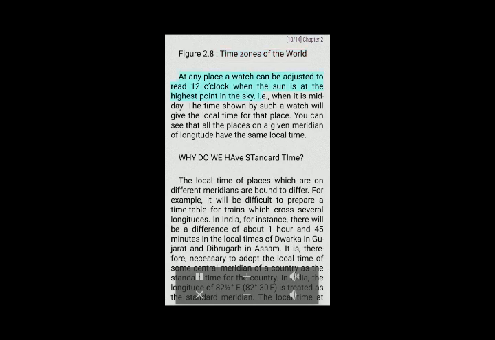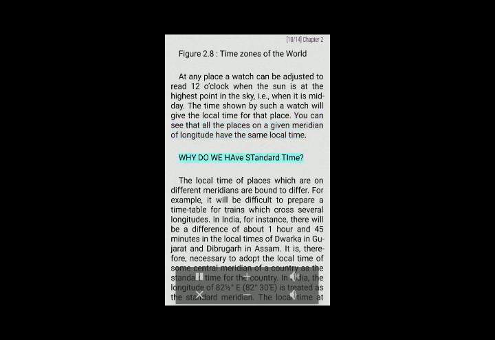At any place a watch can be adjusted to read 12 o'clock when the sun is at the highest point in the sky, i.e., when it is midday. The time shown by such a watch will give the local time. You can see that all the places on a given meridian of longitude have the same local time.